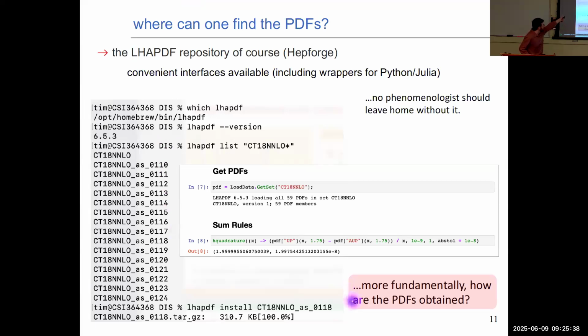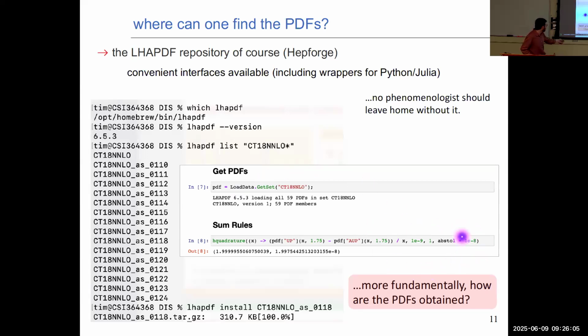This is a bit of a basic hello world, just checking the sum rules, a number sum rule in this case for the up PDF. The fact that if I take a 0th moment of the up valence PDF, I should recover exactly 2, because you have exactly 2 up valence quarks in the proton. So of course you can get them that way, right? And without knowing anything about the PDFs, you can actually do calculations with them.